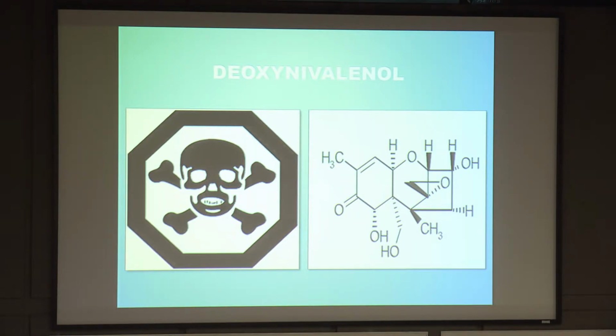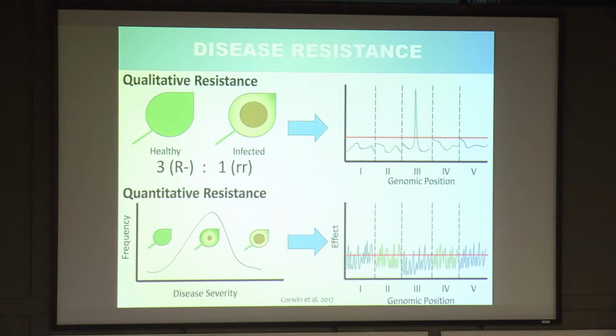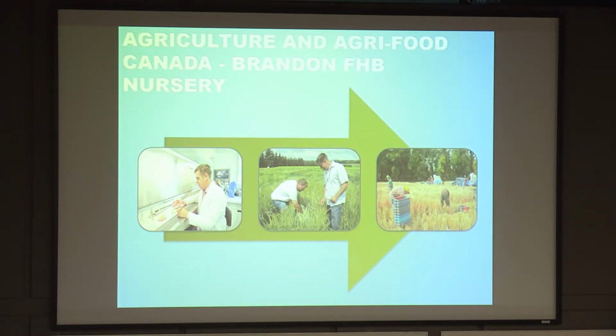One of the main problems with this disease is it produces mycotoxins or secondary metabolites that the fungus uses to invade the plant or to protect itself in its environment. So these are toxic to humans, and we don't want that in our food chain. There are several ways plant breeders can breed resistance. There are genes that confer qualitative resistance or major genes, and the disease resistance I'm working on is quantitative. This is a more difficult disease to breed for.